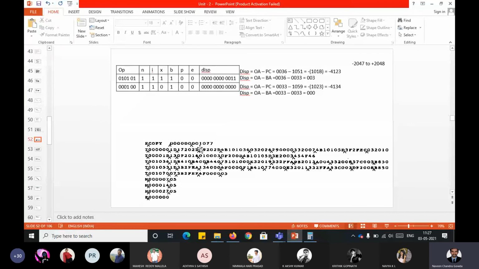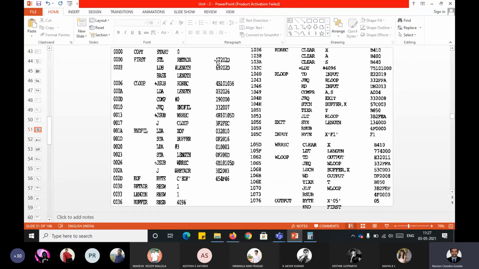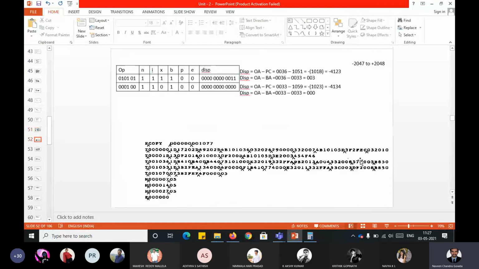Then let us go for writing the text record. From where exactly is the text record starting? It is starting at zeros, and you keep on writing. I hope we discussed this in the previous classes. The maximum length of your text record can be 69. As we mentioned, it can be less than that as well, my dear students. It can be 67, 68, 66 as well, but at any point of time you should never exceed 69. So you just keep writing those object codes.